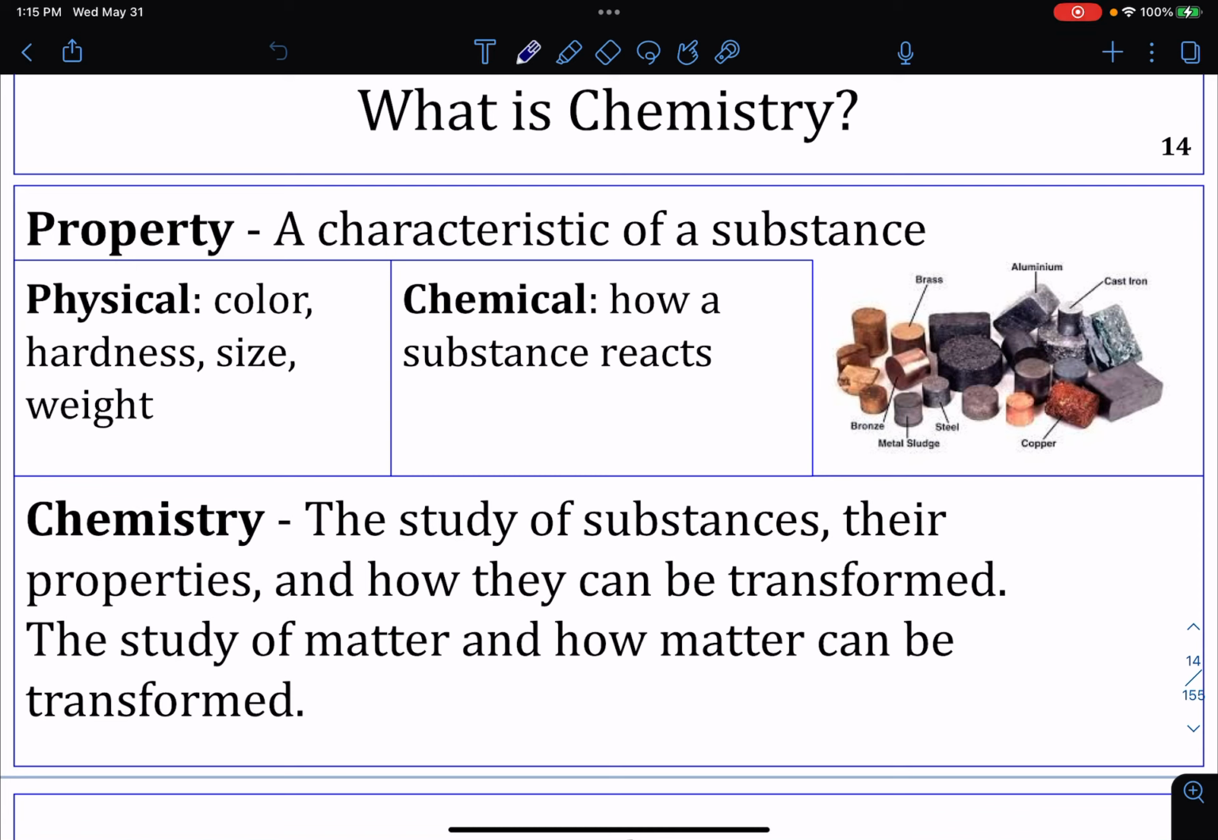Matter can be described by physical properties and chemical properties. A property is just a characteristic of a substance. A physical property would be talking about the color, hardness, size, or the weight or mass of the substance. And a chemical property is how that substance reacts or doesn't react with other substances.